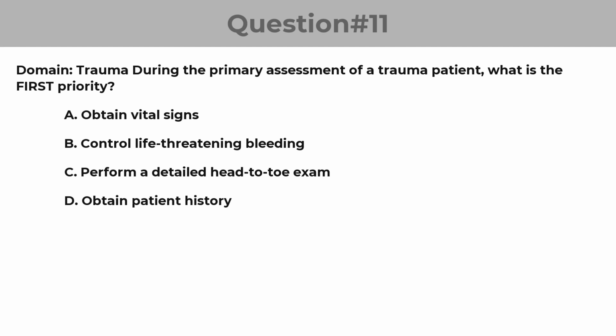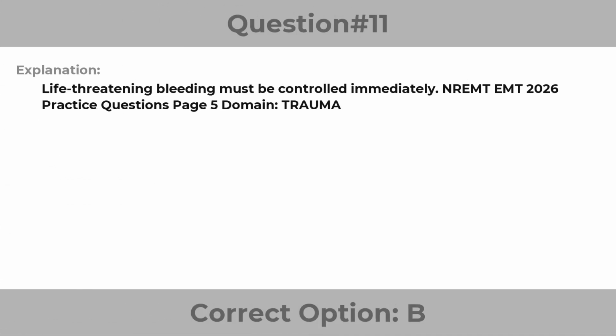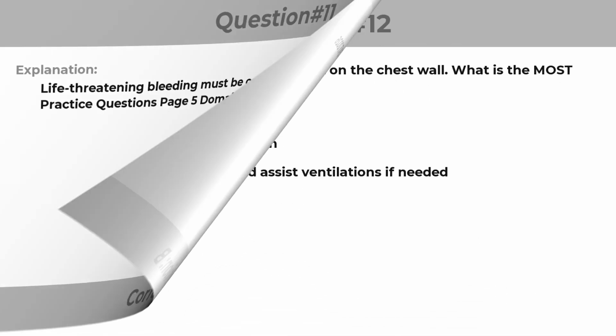Question 11. Domain: trauma. During the primary assessment of a trauma patient, what is the first priority? A. Obtain vital signs. B. Control life-threatening bleeding. C. Perform a detailed head-to-toe exam. D. Obtain patient history. Correct answer, B. Explanation: life-threatening bleeding must be controlled immediately.